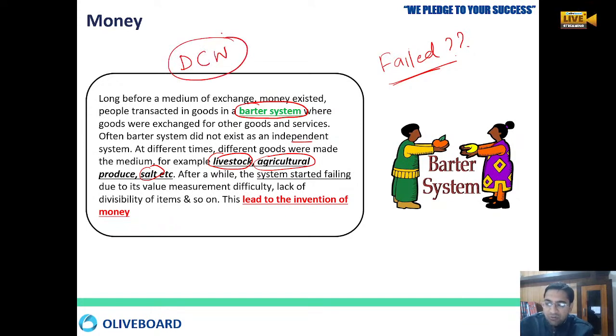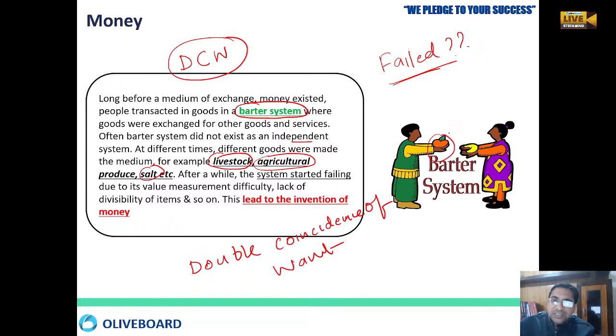Double coincidence of want means that if you want banana and you have apple, then I should also need apple. So both sides should satisfy each other's need. Normally it doesn't happen. Maybe you are having banana, I might have apple, but that doesn't mean that I really need banana. So, double coincidence of want.